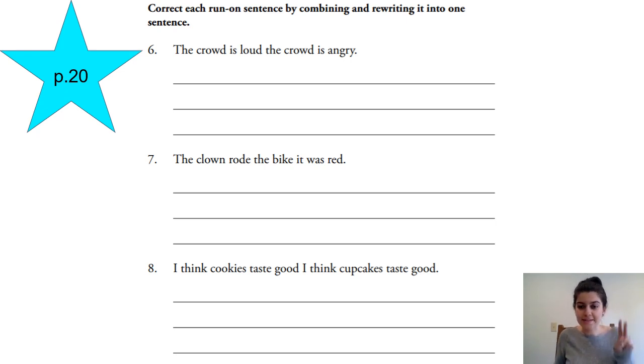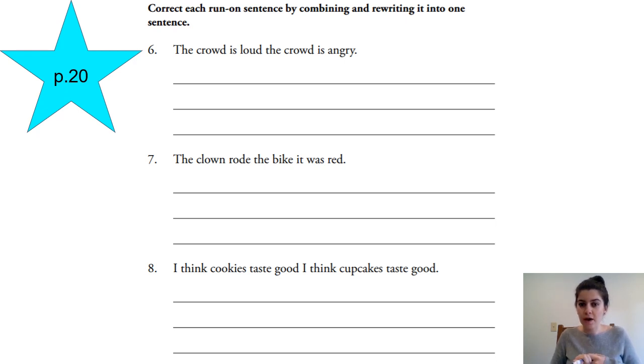Now we're going to practice the second way to fix a run-on sentence, and that's when we combine the ideas into one. This one is a little trickier because you have to make sure that you do it the right way so that the sentence still makes sense. We're going to do these together since they're a little weird. Number 6 said, the crowd is loud, the crowd is angry.